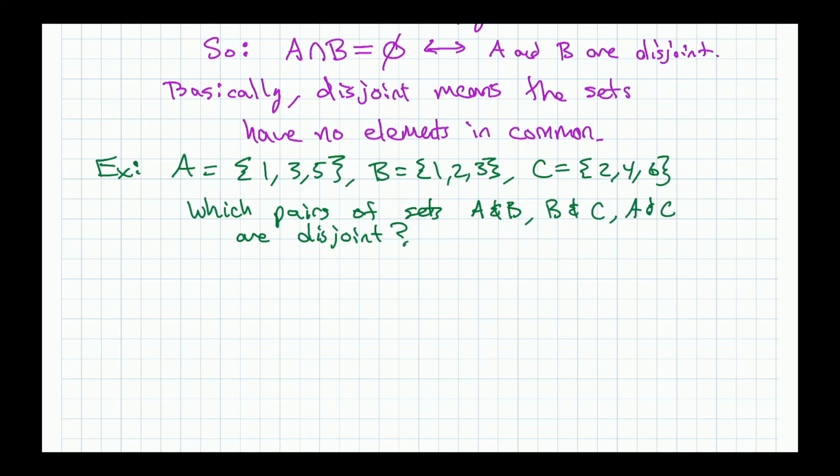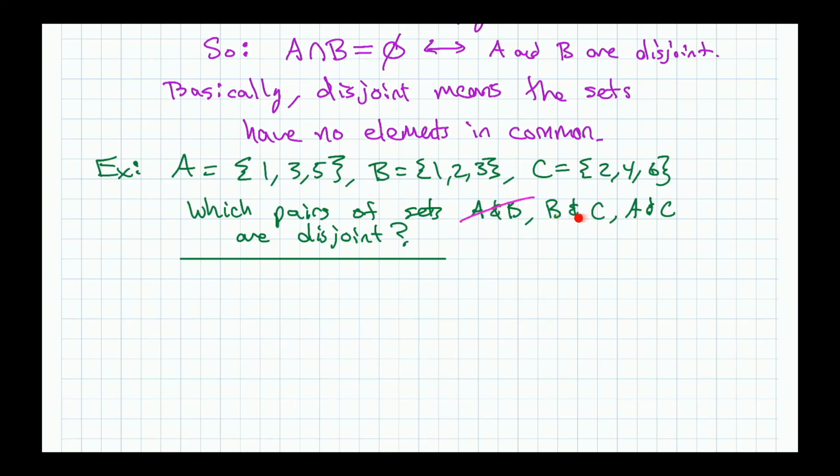Okay. And so the answer to that question is just going to be, which of these sets have nothing in common, right? So if you're looking at them, look at A and B. A and B are not disjoint, right? Because A has a 1, B has a 1. So A and B are not disjoint.